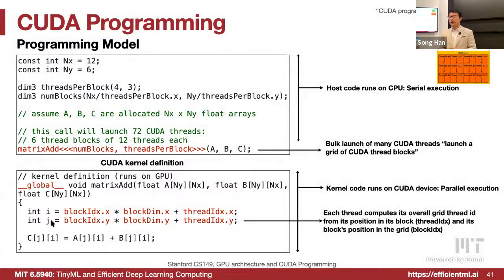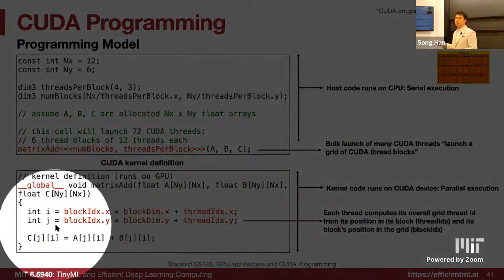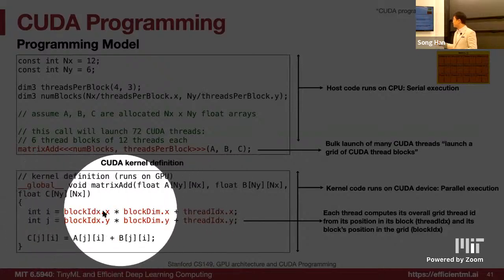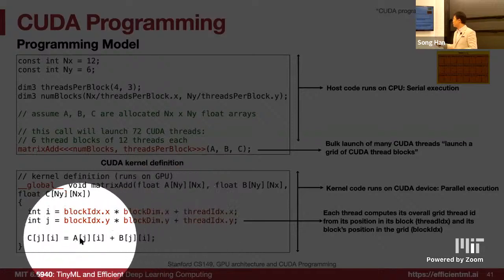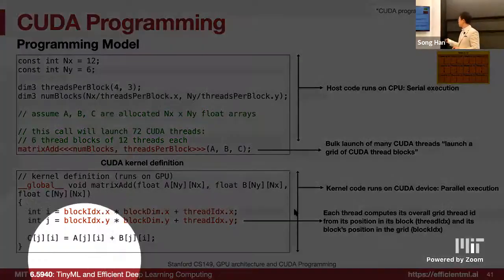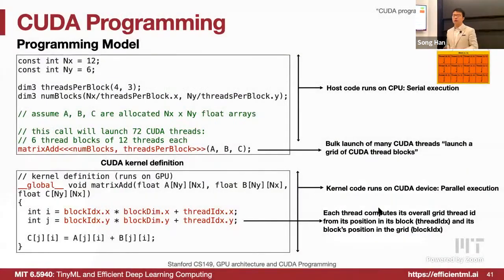Since there are two hierarchies, I'm going to know where I'm going to work, on i and j, specified by these two statements. Then I'm going to work on A[j][i], B[j][i], and add them into C[j][i]. So each thread is going to compute its own workload specified by the block ID and the thread ID. And since different threads have different IDs, they are going to work on different parts of the workload in parallel. So that's where the parallelization comes from.